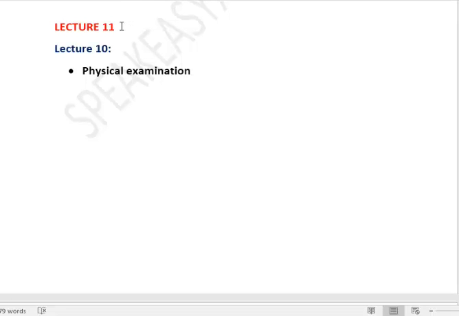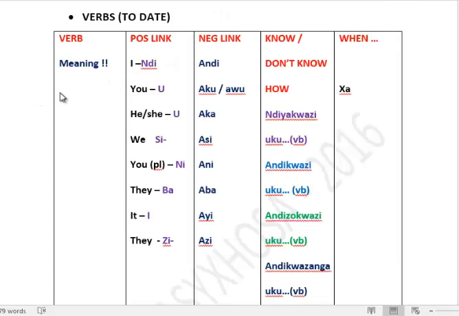Molweni Bafundi, lecture 11 after lecture 10 where we did the physical examination, and we are now going to look at verbs. All the verbs we have covered to date.